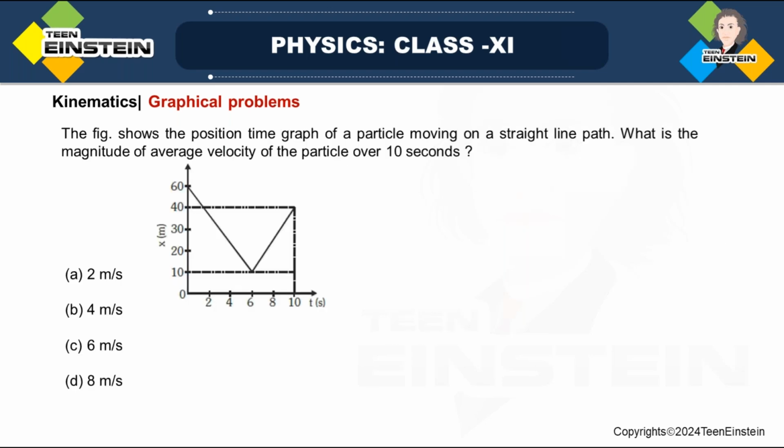Okay, so this is again an interesting problem. There is a very fair chance to make a mistake over here in this question. I'll just read the question and then explain how to solve this. The question says, the figure shows the position time graph of a particle moving on a straight line path. What is the magnitude of average velocity of the particle over 10 seconds?